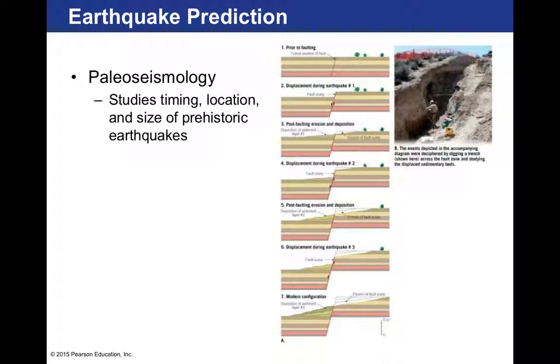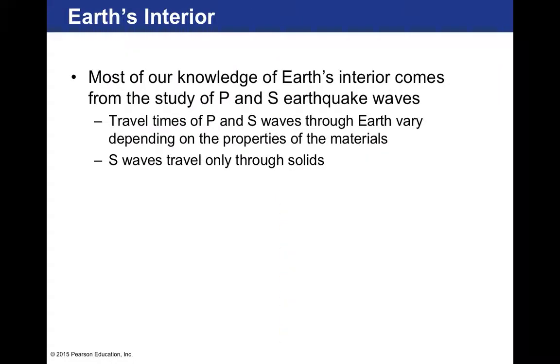There's also something called paleoseismology, where scientists actually study the timing and location of prehistoric earthquakes at certain regions, looking at sedimentary rock layers and how they shift. You'd be able to tell, did an earthquake happen this year? So that they could say, all right, if this area had an earthquake every 1,000 years, then maybe that area is due for some type of movement.